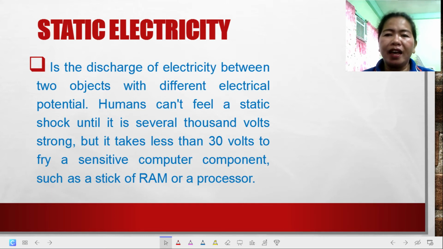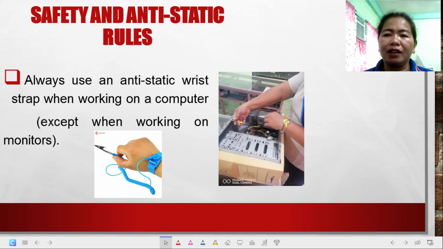Next, we have the safety and anti-static rules. These rules should be followed, especially by us future computer technicians, because we're dealing with electricity. Number 1 is always use an anti-static wrist strap when working on a computer, except when working on monitors.